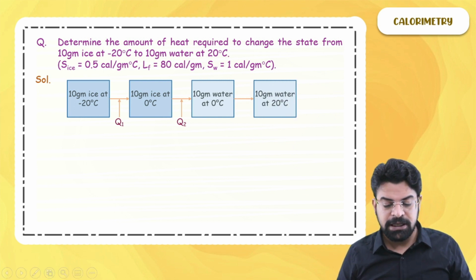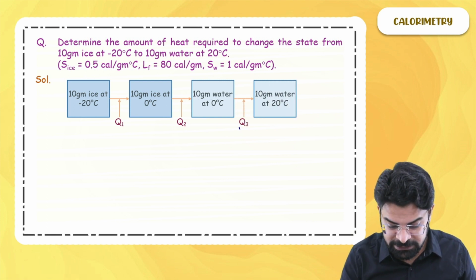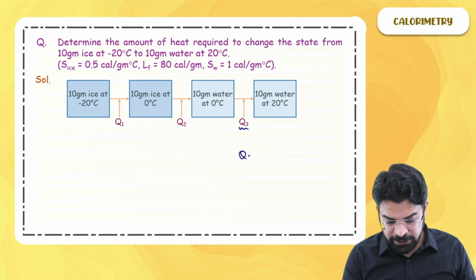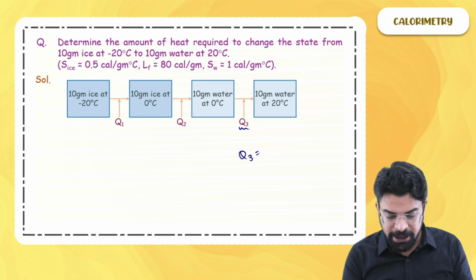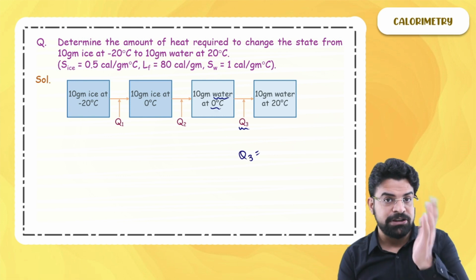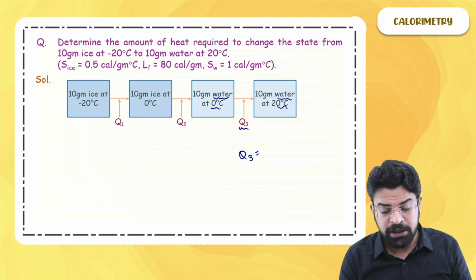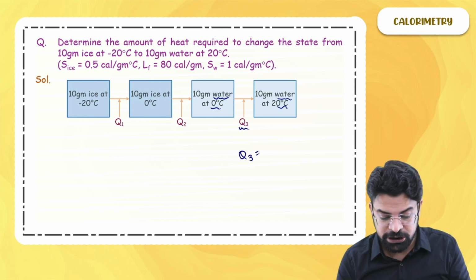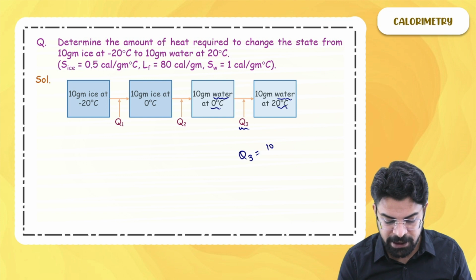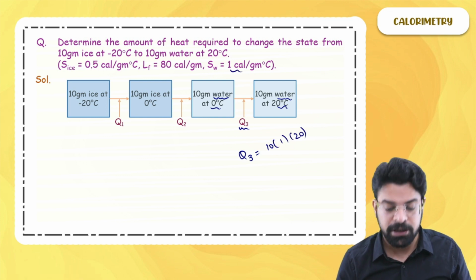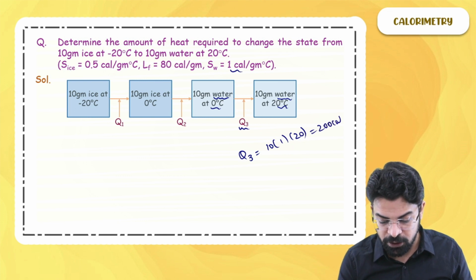So you will say, sir, the amount of heat required for this is, let's say, Q3, and Q3 will be equals to m s delta T. Again, there is no phase change. You have got water at 0 initially and water at 20 finally, the phase does not change. So the heat given has to be m 10 into specific heat of water 1 into delta T. The temperature increases by 20. So the heat provided has to be 200 calorie.